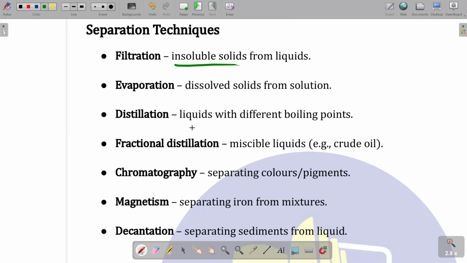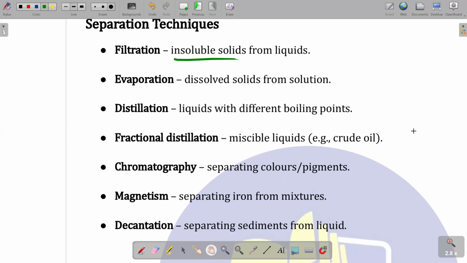Distillation is commonly used to separate liquids with different boiling points. It is generally used to separate miscible liquids with different boiling points, and fractional distillation is also used to separate miscible liquids. Chromatography is used to separate, for example, colors, substances that travel at different speeds within a mixture. So chromatography can be used to separate that.